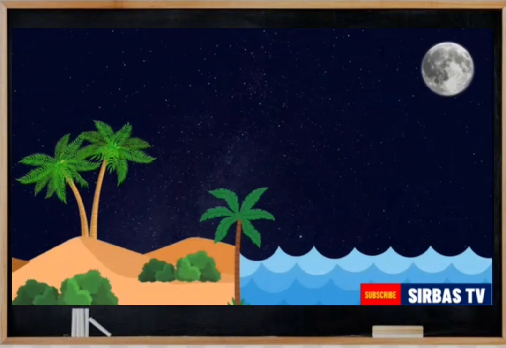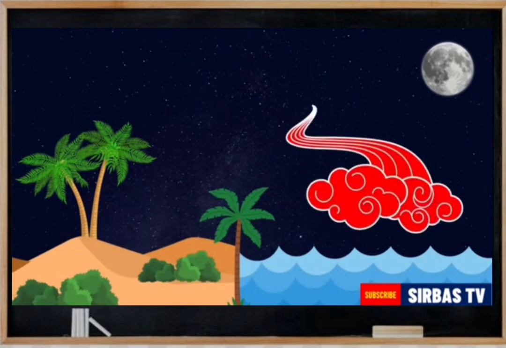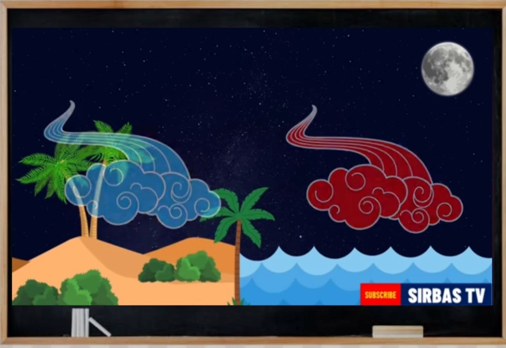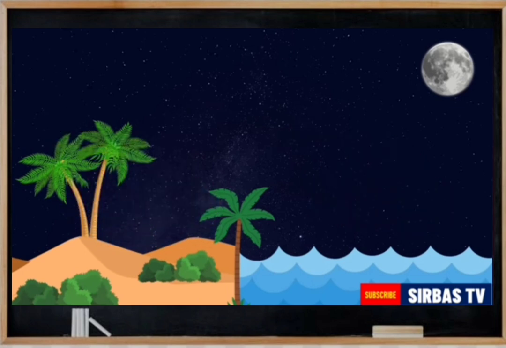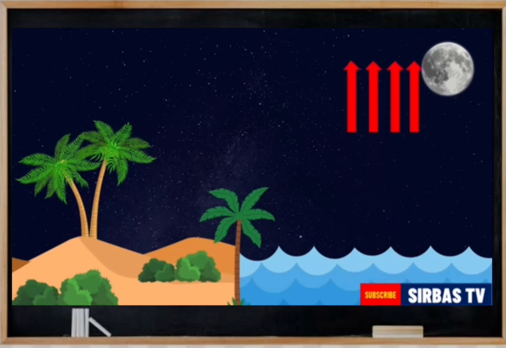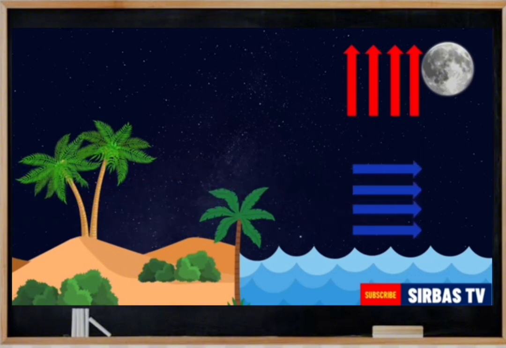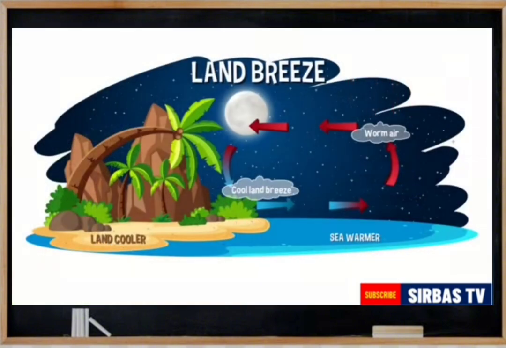During nighttime, the land cools faster than the sea. In this case, the sea has warmer air and the land has cooler air. So how will the air move? Correct, it will move from land to sea. The warm air over the sea will rise. The cooler air from the land will move toward the sea. This is how land breeze forms. The movement of air is from land to sea.